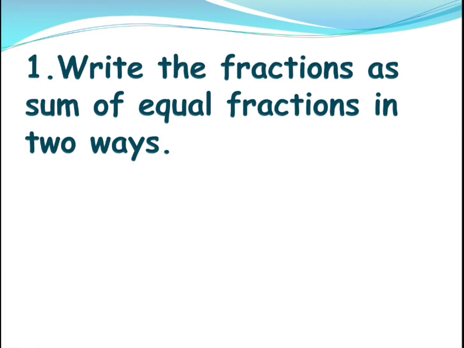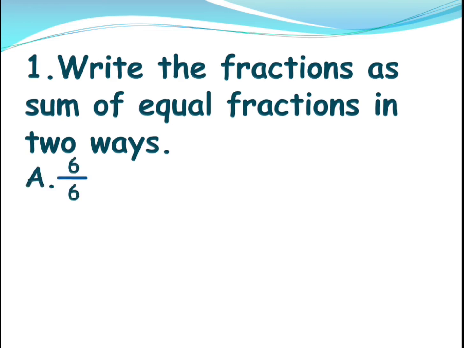Write the fraction as a sum of equal fractions in two ways. So you have to write the sum of equal fractions, that means a sum of like fractions, because if they are unlike fractions we can't do it, isn't it, children? We can't directly add the numerators, so we have to write like fractions, but they should be equal. In that way we need to write.